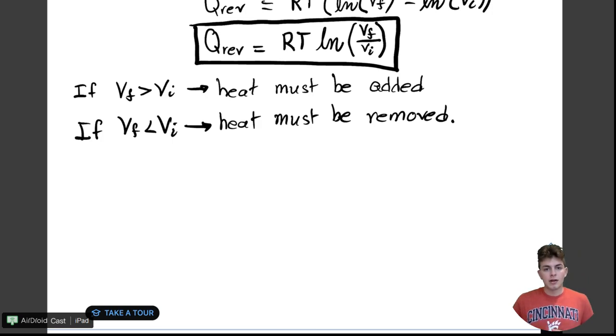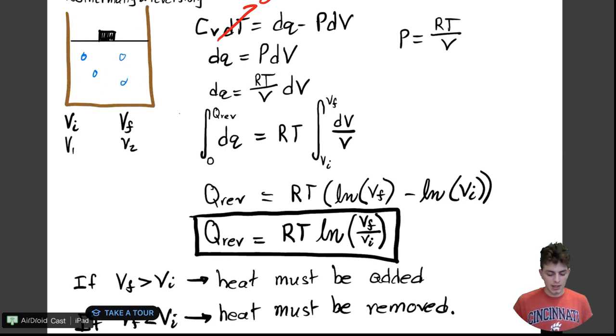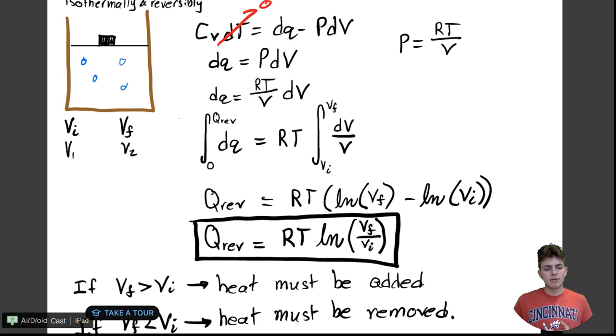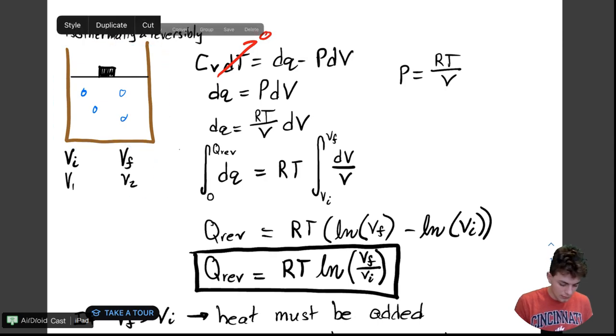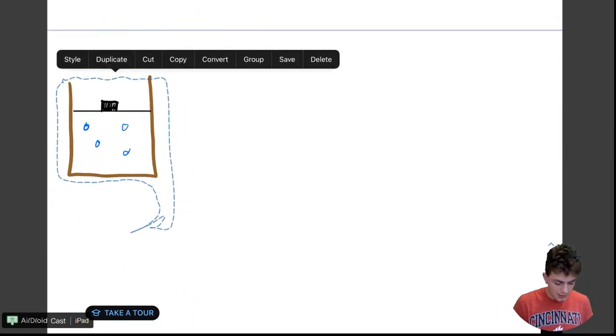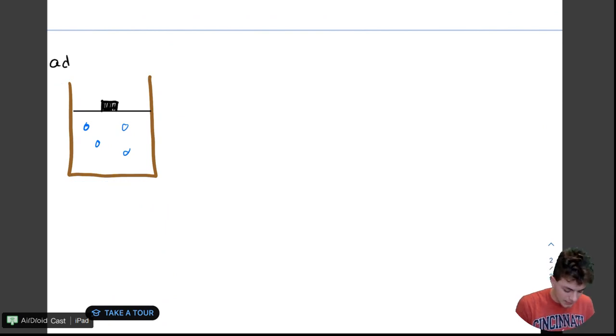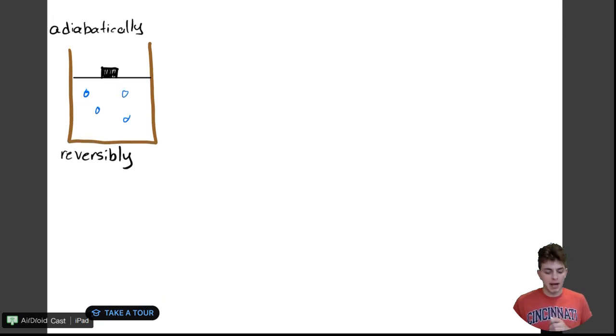So that is our expressions here for our isothermal reversible expansions and compressions. However, let's say we instead want to do the same thing, except this time we want to do it adiabatically. And we'll still do it reversibly as well. So we want to do another expansion or compression, but this time we're doing it adiabatically and reversibly.